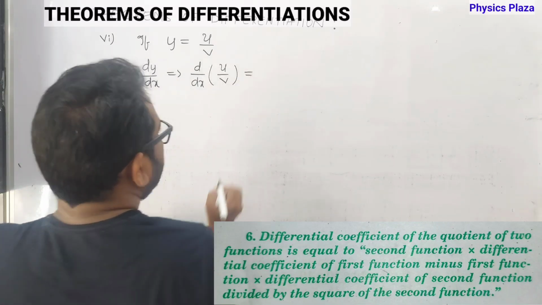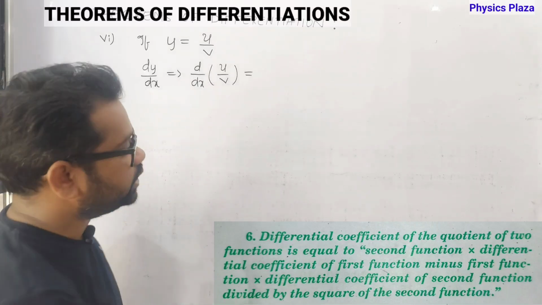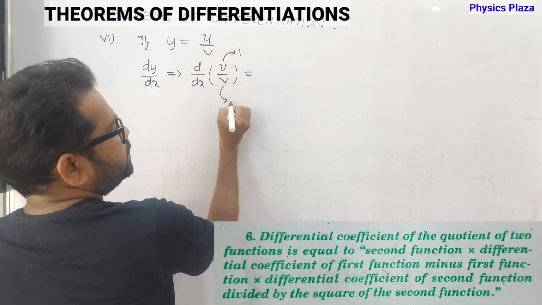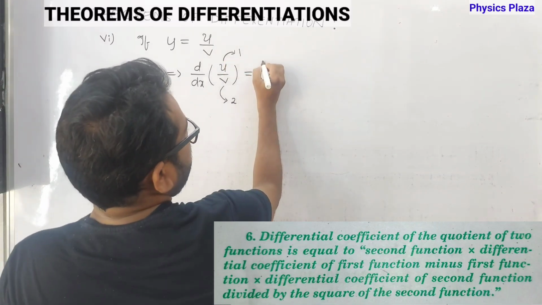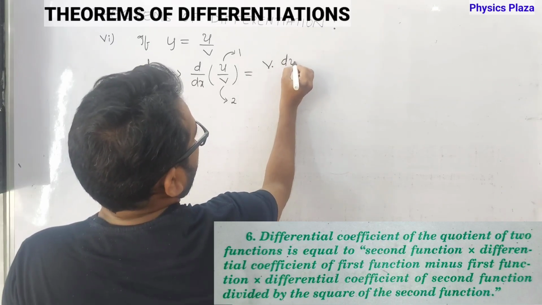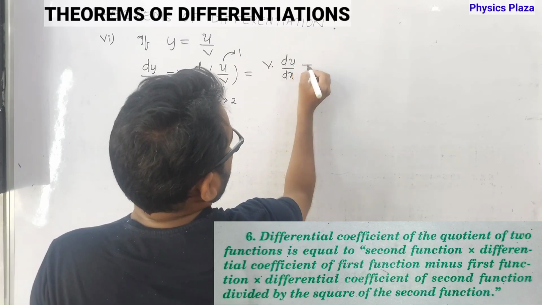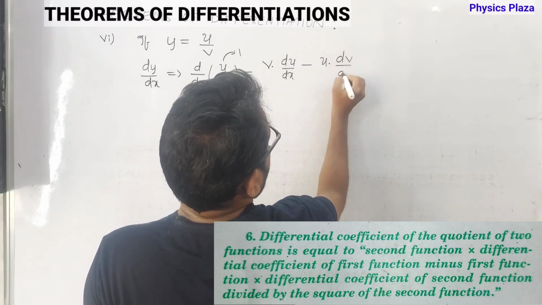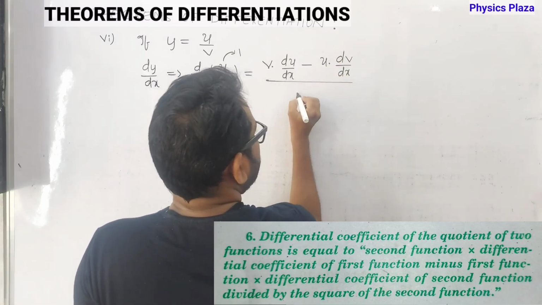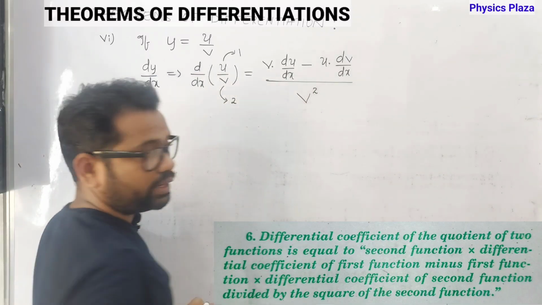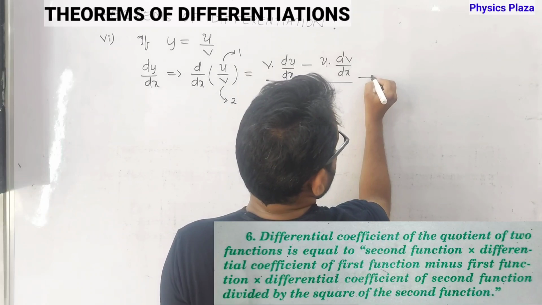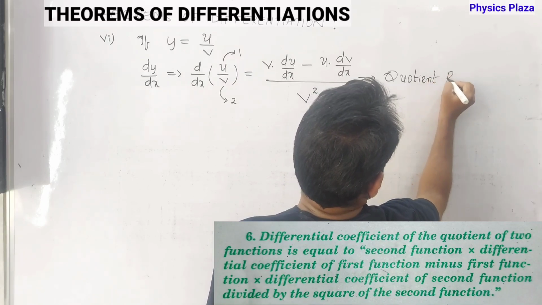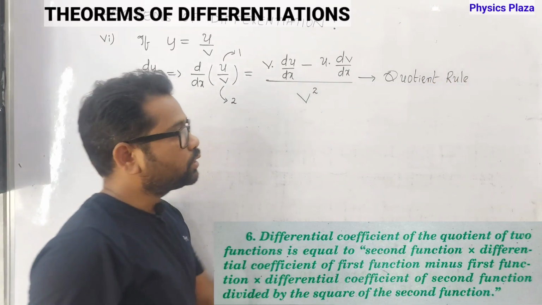So according to this, children, d by dx of u by v can be written as follows, it's very important. Look here, this is the first function and this is the second function. So here: second function into differential coefficient of first function minus first function into differential coefficient of second function, by square of the second function. Actually, it's very important. So this is also called the quotient rule. Previously whatever we learned is the product rule and this is the quotient rule, children.